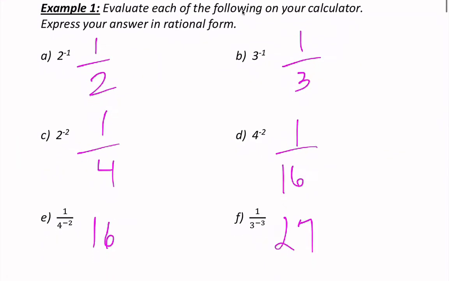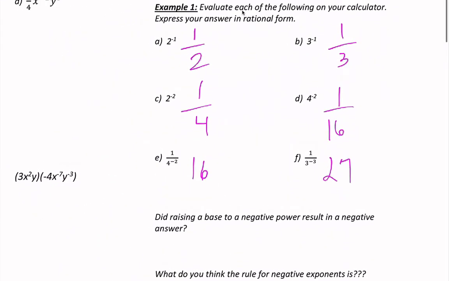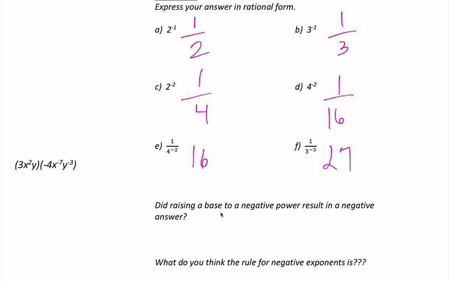Okay, so by typing in the calculator, that's what it came out to be. So as I'm looking at these, did raising it to a negative power result in a negative answer? So look, I have negative exponents on each of these. But does that mean my answer was going to be negative? No, it does not. So we're trying to figure out what is the rule for when we have a negative exponent.